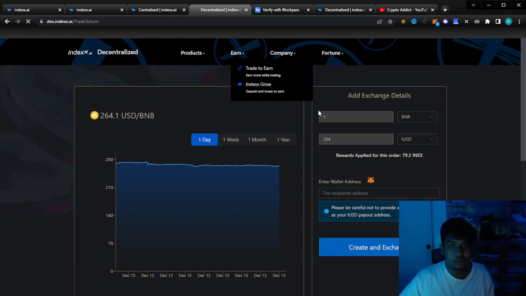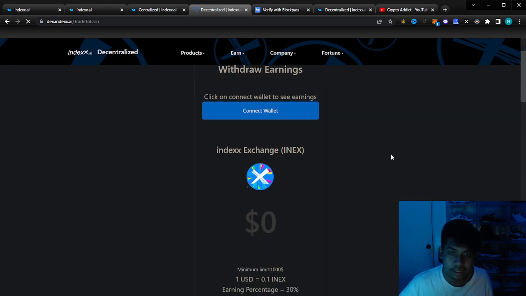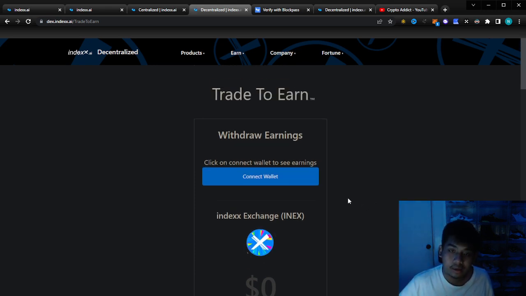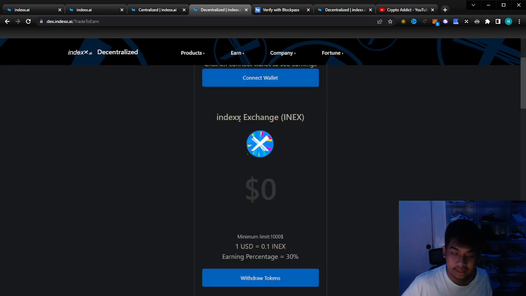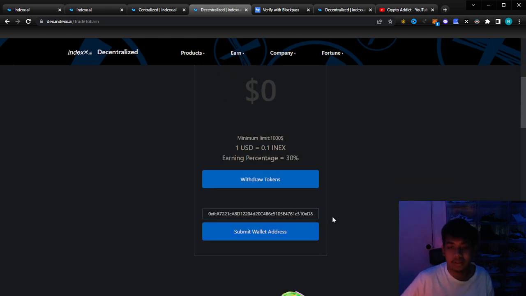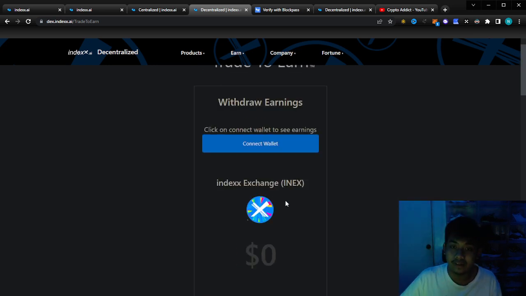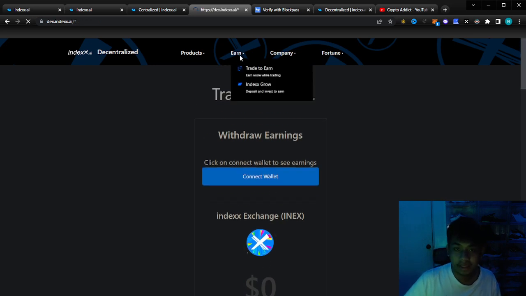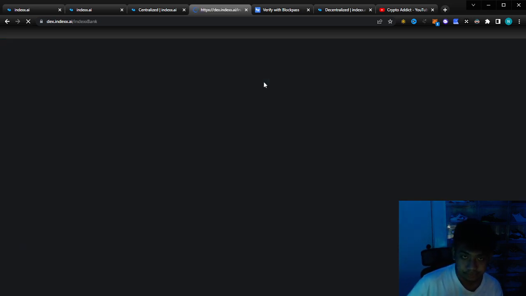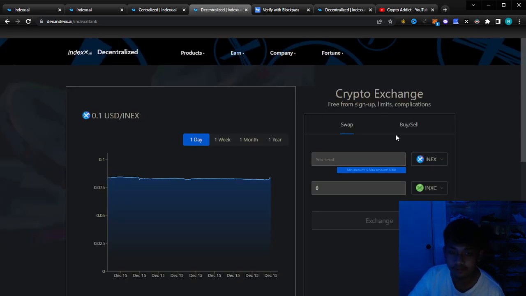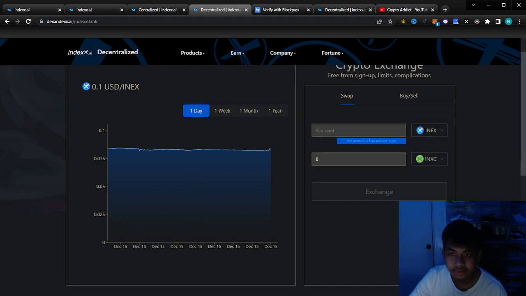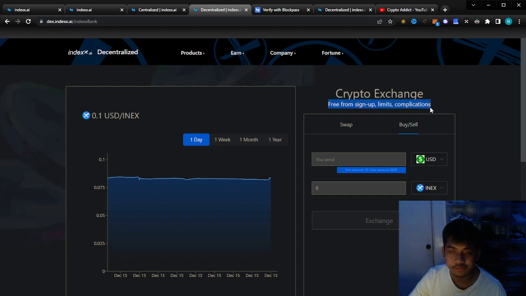So this is where you'll be able to see how much winnings you have if you are trading inside Indexx.ai. So Index Exchange, you can withdraw it directly right away here. The minimum limit is $1,000. So if you have $50, $70 here, you won't be able to withdraw it yet. But the good thing is that they have a lot going on in here, like this index.bank. As you can see, this is free from sign up, bills, and even complications.